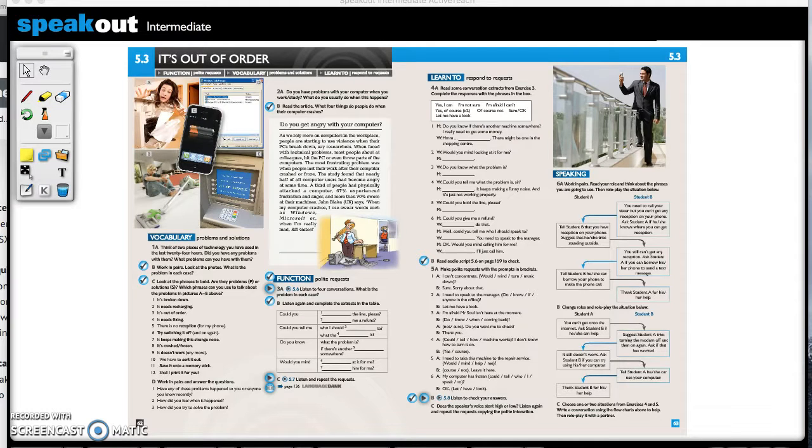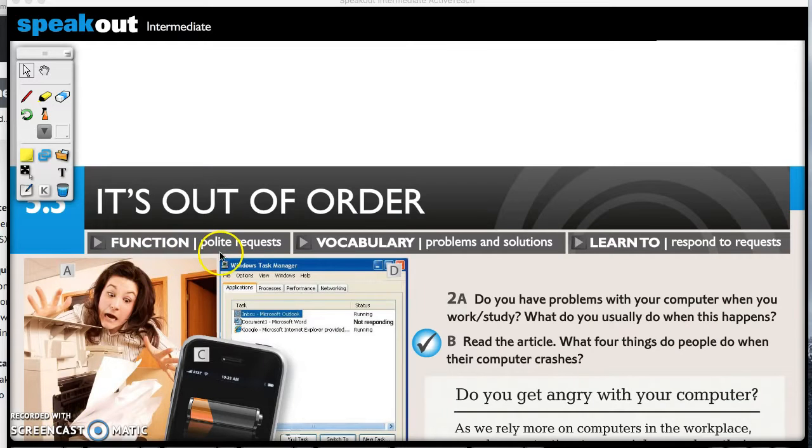Lesson 5.3, it's out of order. That's a typical message that you will see displayed when a vending machine, for instance, does not work. In this lesson, we're going to look at polite requests, vocabulary related to problems and solutions, and we're going to learn how to respond to those requests.